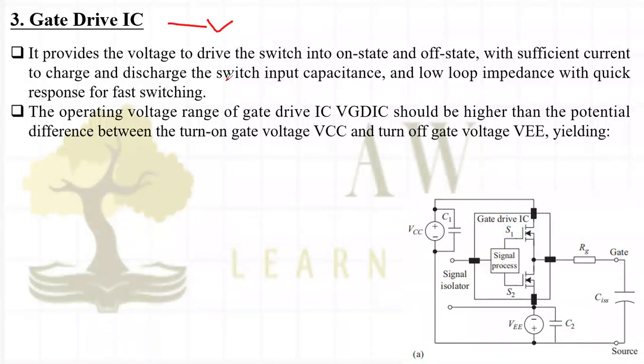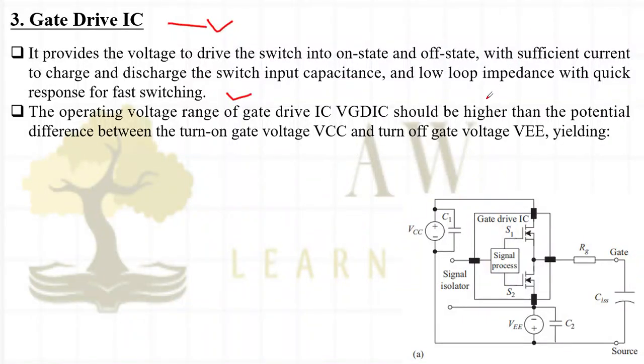So you understood what I wanted to say, that it is with sufficient current to charge and discharge the switch input capacitance, and low impedance with quick response for fast charging. So this gate drive will provide the sufficient current. Okay, so if I wanted to turn on any device, what is the important thing?